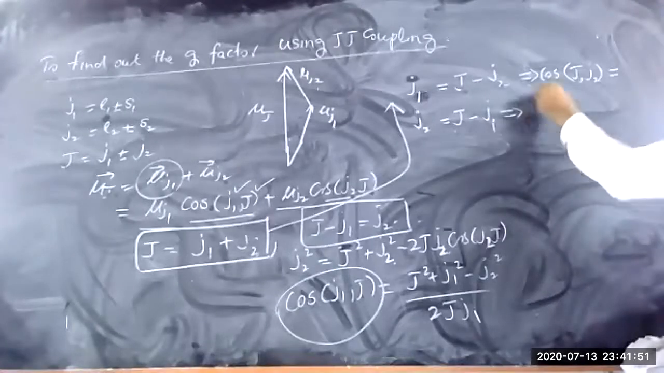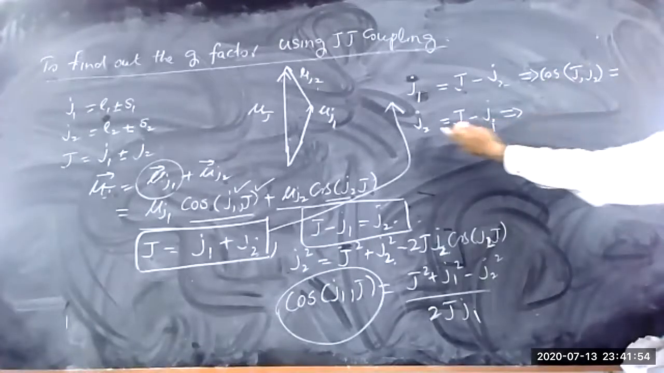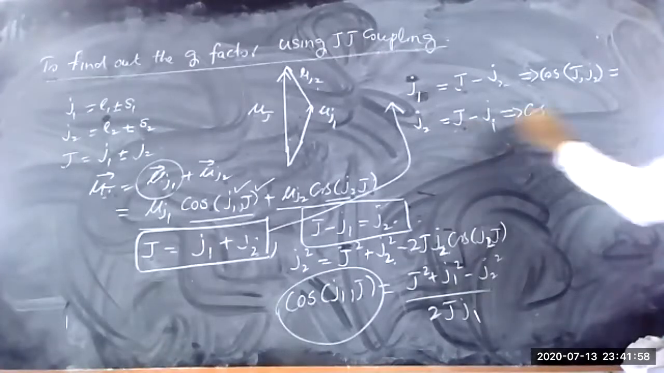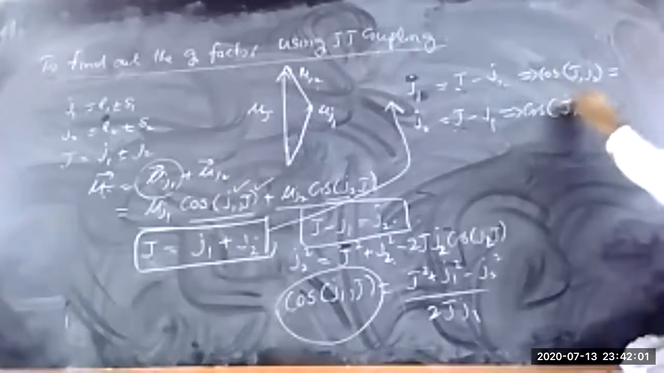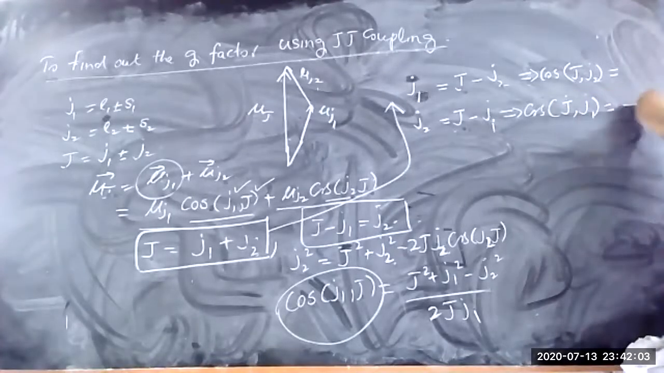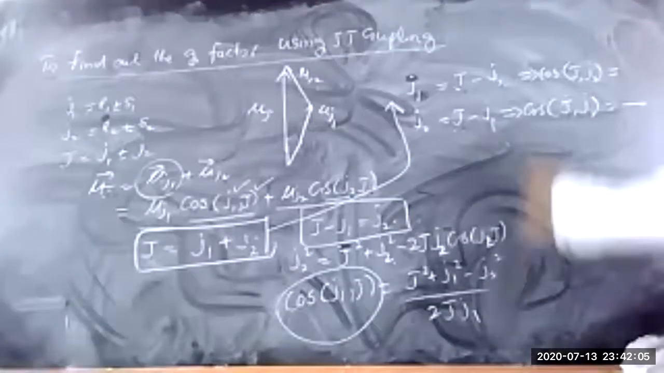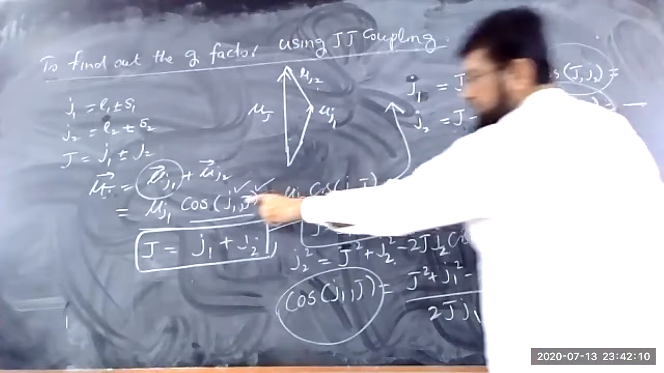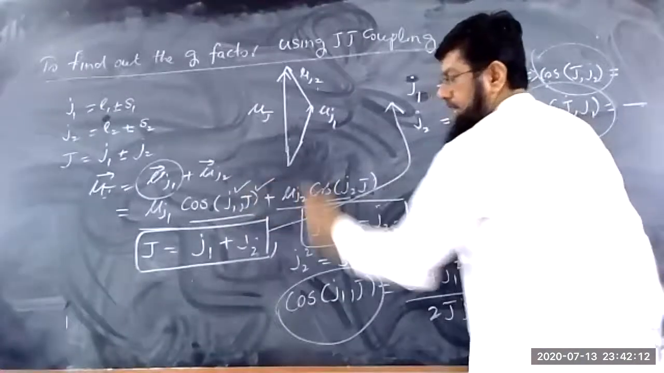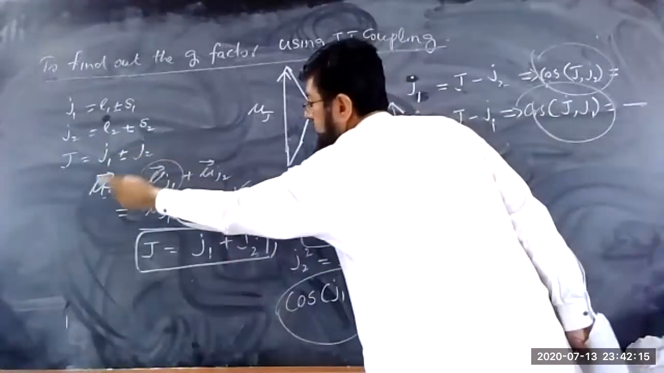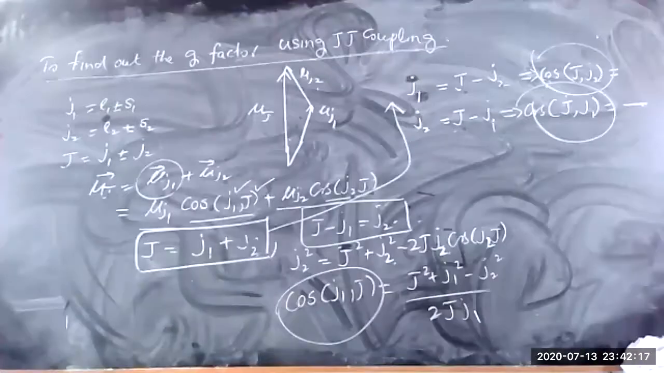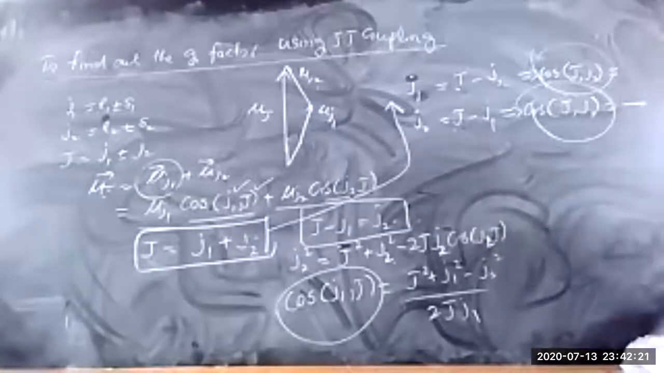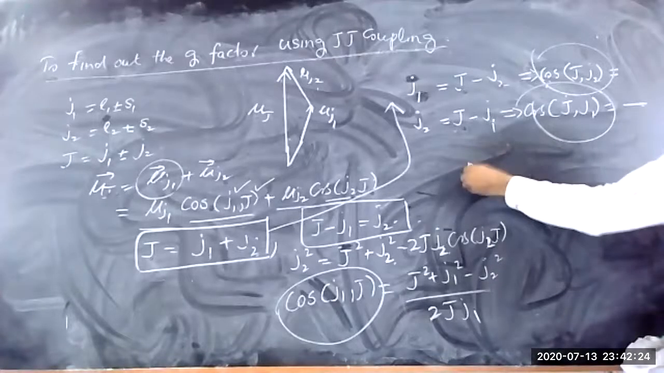Similarly, here cos of angle between j1 and j gives you a certain value which is equal to j into j1. And these equations of cos values will be substituted over there, then you will get a value of mu j. So from this mu j, you can easily find out the G factor. So you have to process further. This is an assignment.